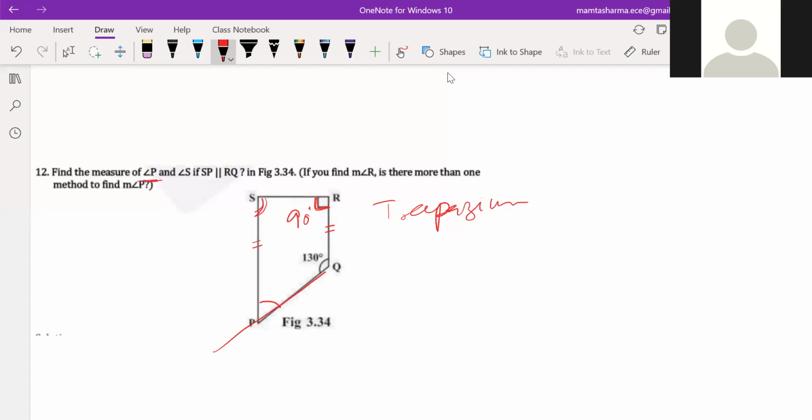See, if I extend this line, P is 50 degrees, right? Yes, they are adjacent angles. The adjacent angle sum would be 180 degrees. Angle P plus angle Q. Adjacent angles between two parallel lines, their sum should be 180 degrees. If this is 130, this would be 50. Correct? Am I correct? And they are also adjacent angles. If I extend this line, they are also adjacent angles. If this is 90, the angle sum of S plus R. S is 90, right? Yes, 90. Correct. P is 50, S is 90.